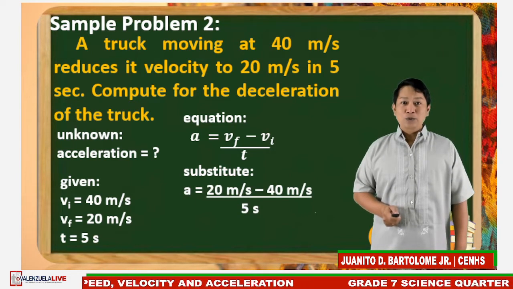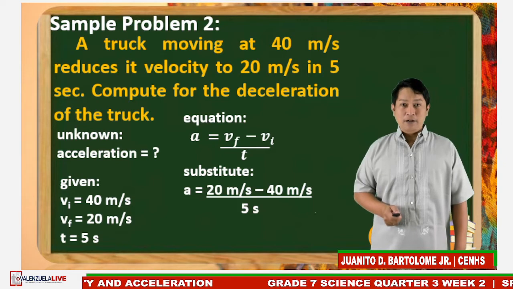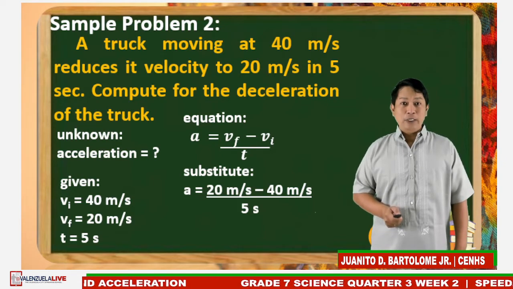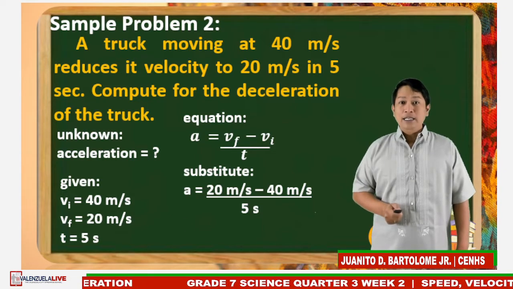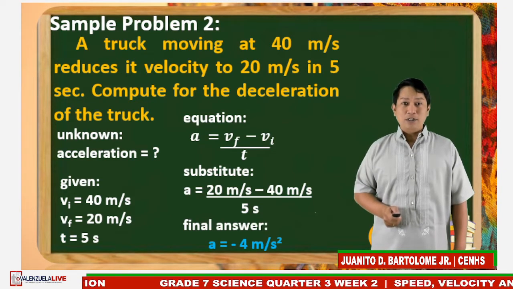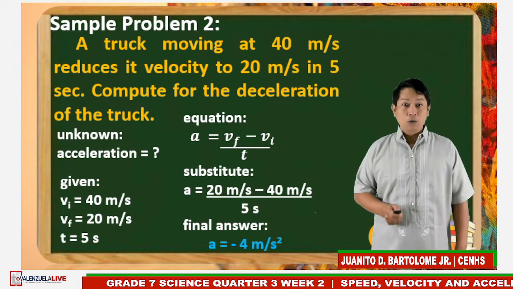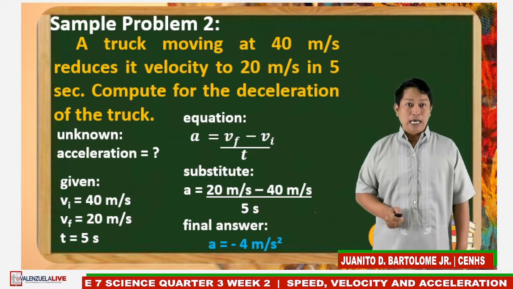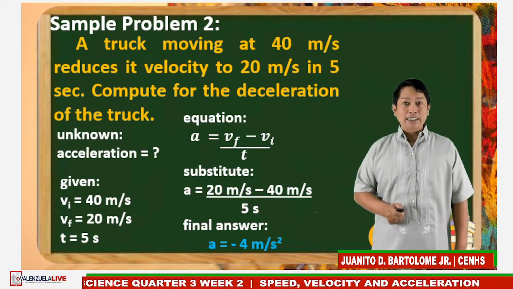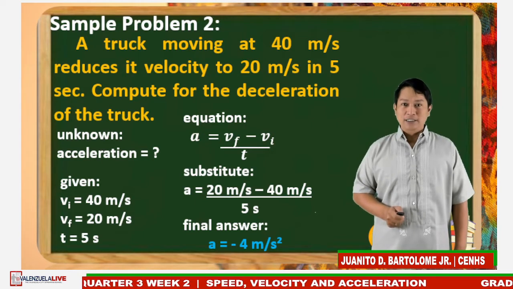Acceleration is equal to 20 meters per second minus 40 meters per second divided by 5 seconds. 20 minus 40 is negative 20, divided by 5 seconds. Then the acceleration of the truck as we solve it is negative 4 meters per second squared. Why? Remember, if a moving object slows down, then it has a negative acceleration, or we simply call it deceleration.